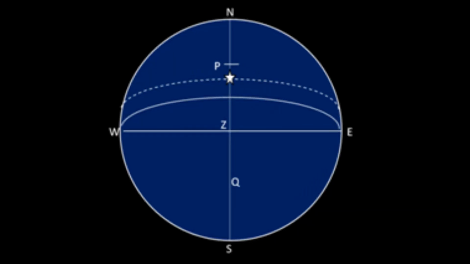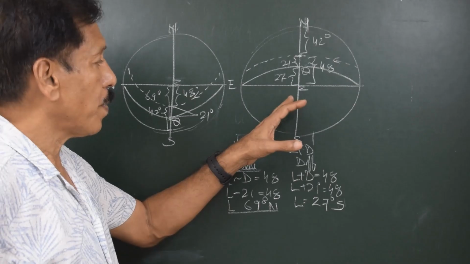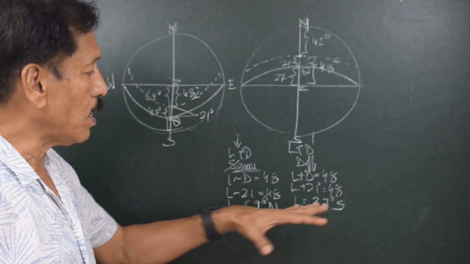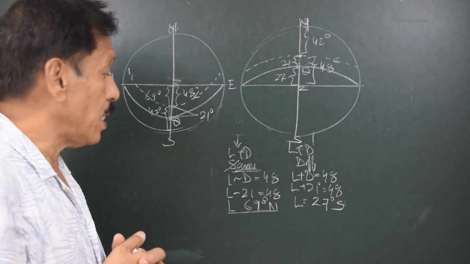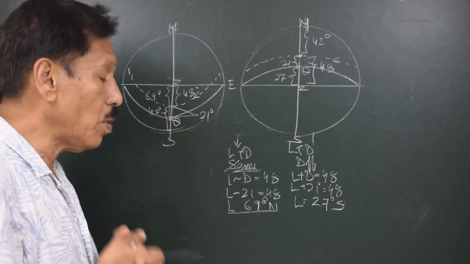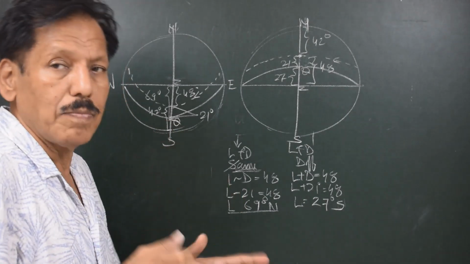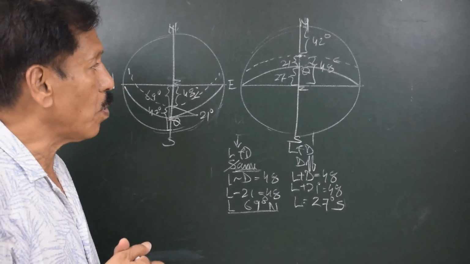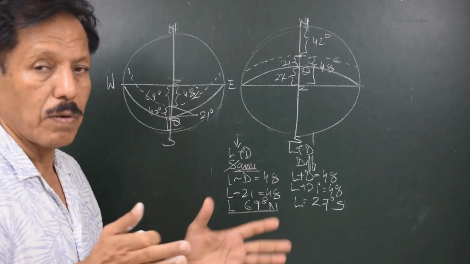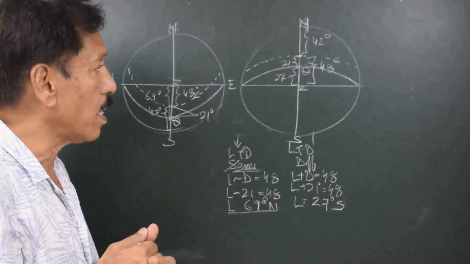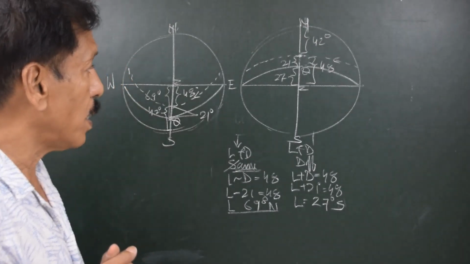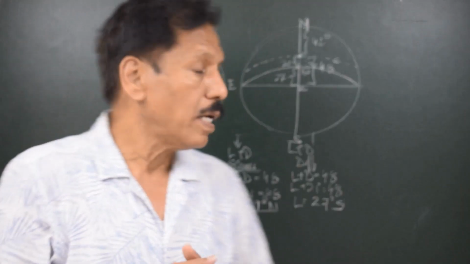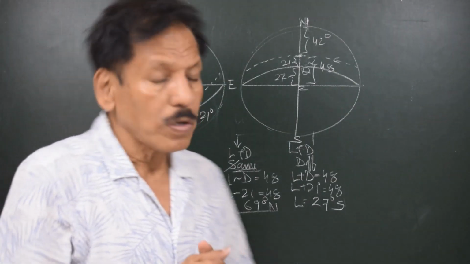So you can see that there is one observer somewhere in south latitude, 27 degrees south, and there is another observer in 69 degrees north. Both these observers, if they are on the same meridian, at the same instant, they will find that the meridian altitude of this star is 42 degrees.